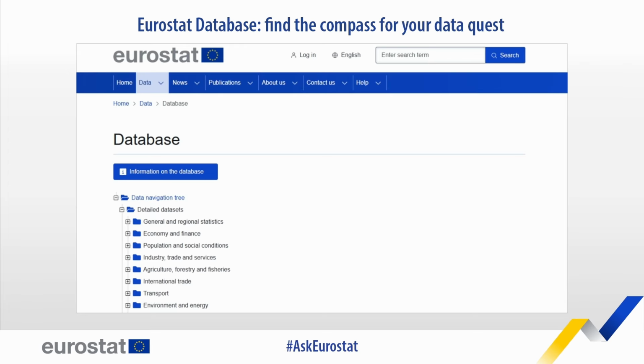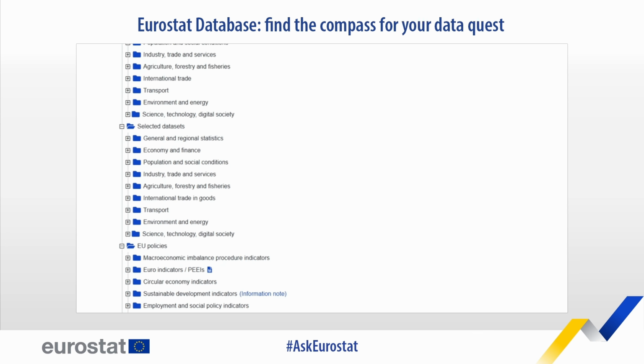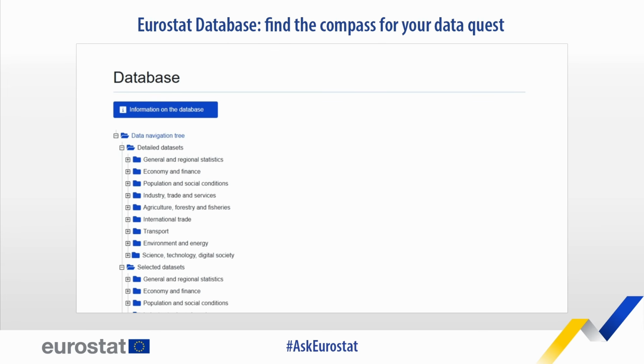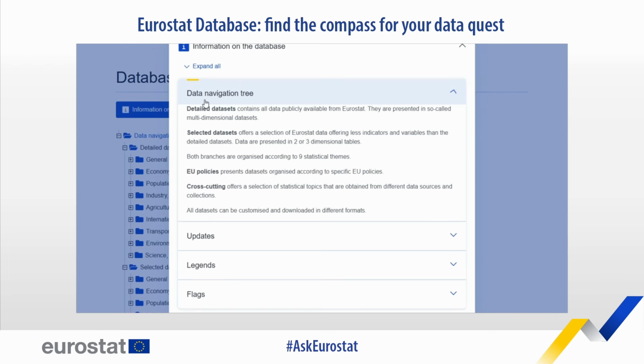The database is organized in a data navigation tree structured around 4 main folders. These are detailed datasets, selected datasets, EU policies, and cross-cutting topics. Let's look at the first 2 more specifically, as this distinction will be important later. Detailed datasets are multidimensional. That is to say, they contain all data publicly available from Eurostat. For the purposes of the Eurostat database, you can also think about them as source datasets.